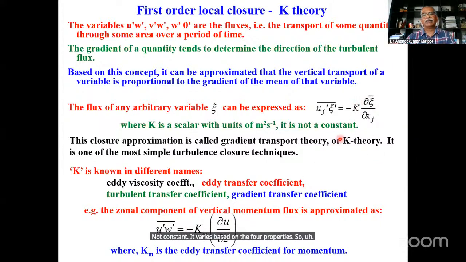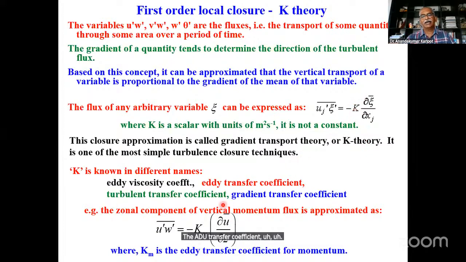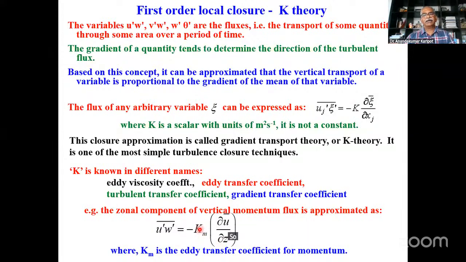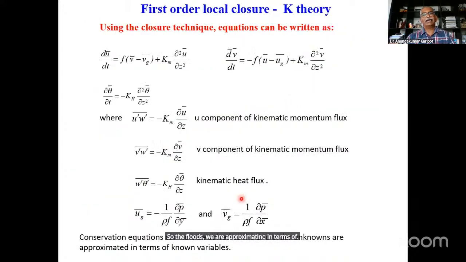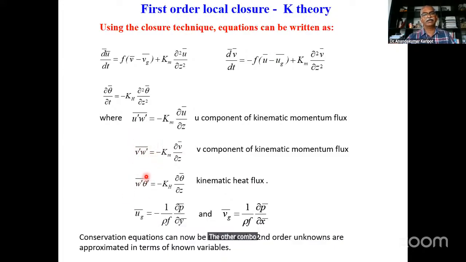It varies based on the flow properties. So for example, if you want the momentum flux U prime W prime, we can write that in terms of the eddy transfer coefficient Km and the gradient of the wind, dou U by dou Z. So we just take the local gradient of the U component of the wind, multiply that with this eddy transfer coefficient, and we consider that as the flux. So here we are actually approximating the flux in terms of this gradient, and like that, all the different flux terms, the other component of momentum flux and the vertical heat flux.